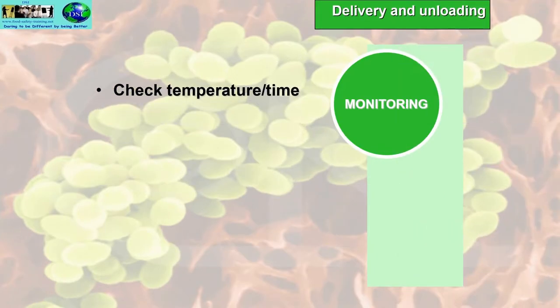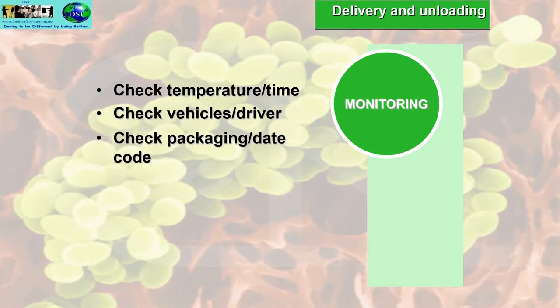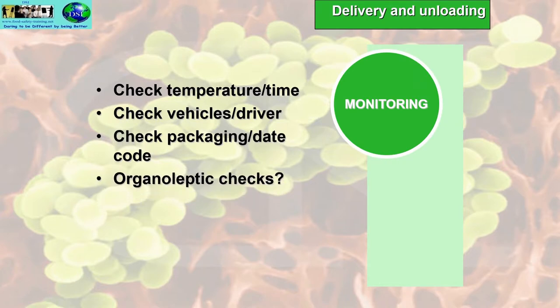Delivery unloading, check the temperature and the time. Check the vehicles and the driver. Check packaging and date code. Make sure you use organoleptic checks. These are physical checks, so using your senses, sort of smell, taste, touch, etc., and your sight.